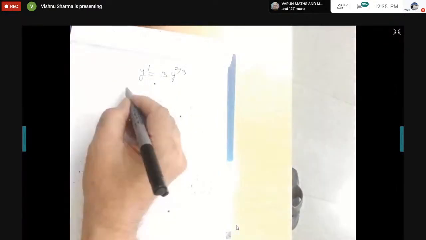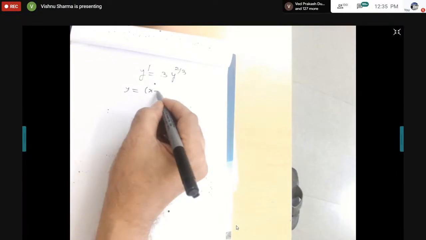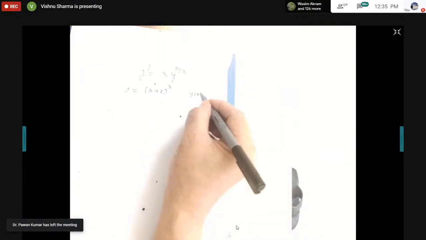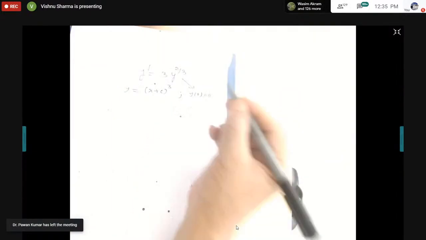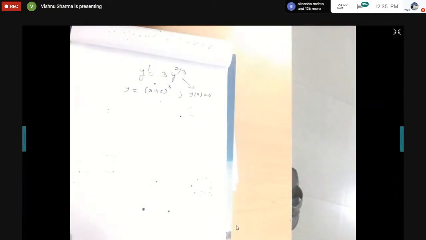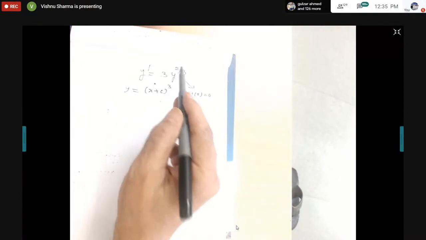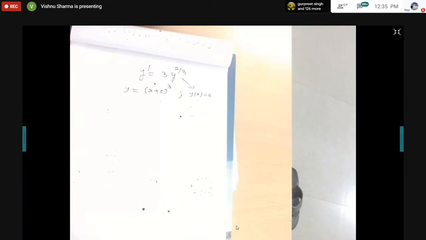So what is the general solution? The general solution I can write as y equals (x plus c) whole cube. Just verify, is it all right? c is an arbitrary constant. Very right. So if I take the initial condition y(0) equal to 0, what can be said about the solution? The solution exists. Will it be unique? No. So how many solutions do we anticipate?